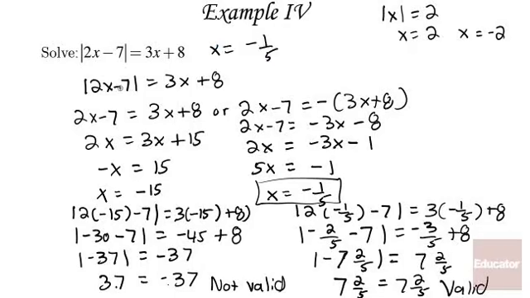So we started out by breaking this into two related equations and removing the absolute value bars, solving each, getting two solutions, and then checking and finding out that the first one is not valid and that the second one is valid.